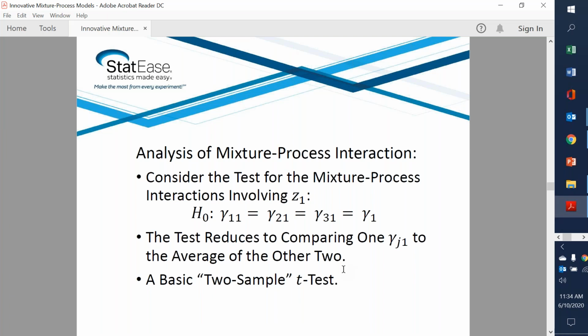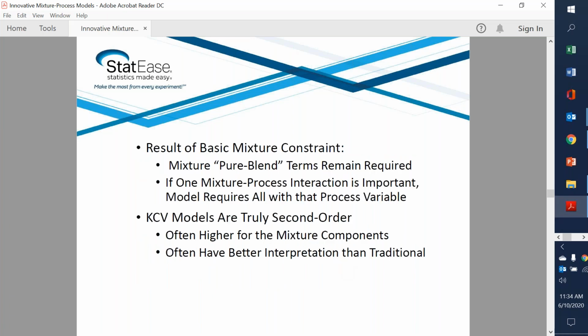So it's not a trivial aspect in terms of the analysis. You have to put this in here. Design Expert does a very good job of that. So the result of the basic mixture constraint is that you have to have the pure blend terms that are required.